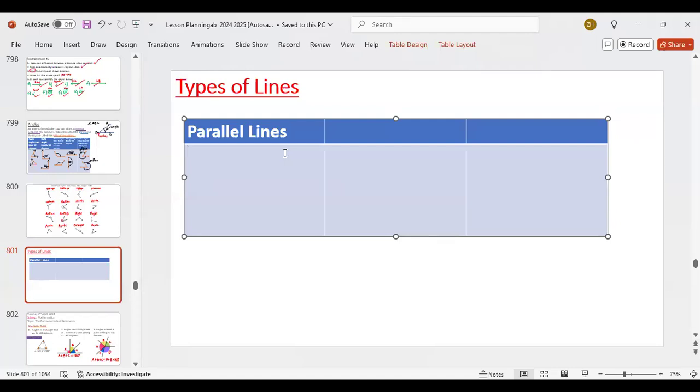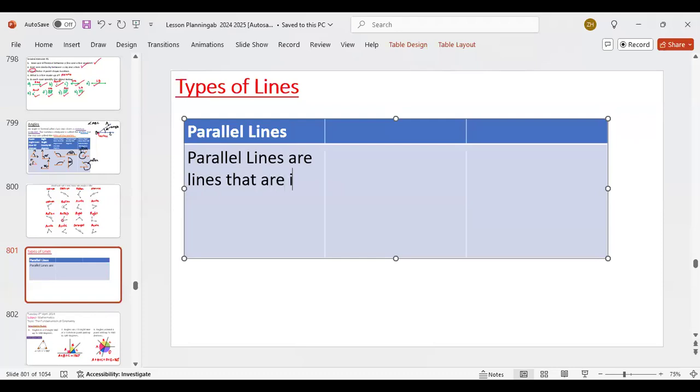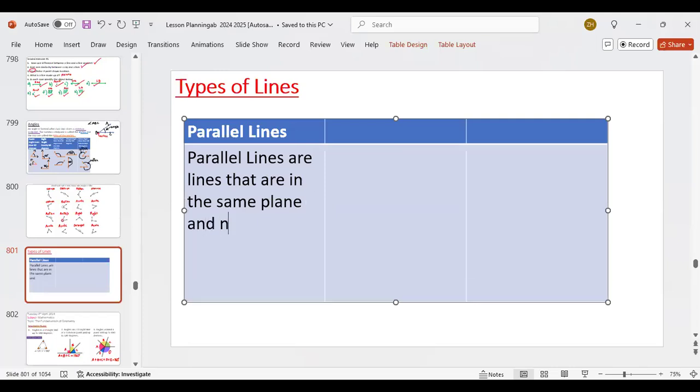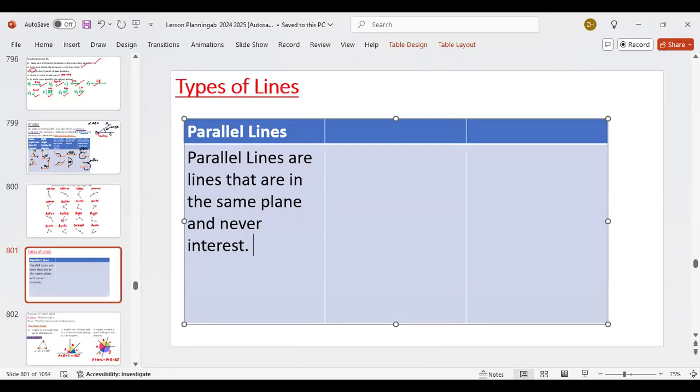So we can say that parallel lines are lines that are in the same plane and never intersect. What if you extend them on and on and on? Would they intersect? No, sir. No, they won't. So they are lines in the same plane that never intersect.